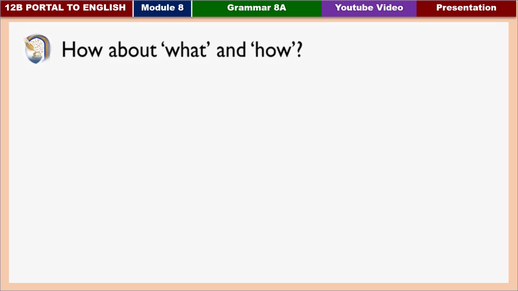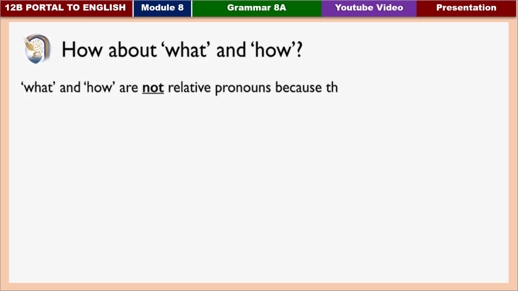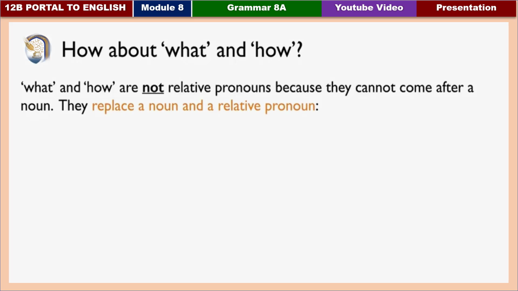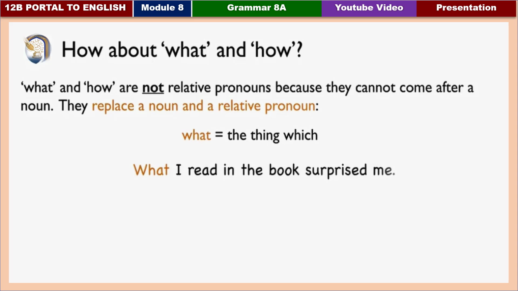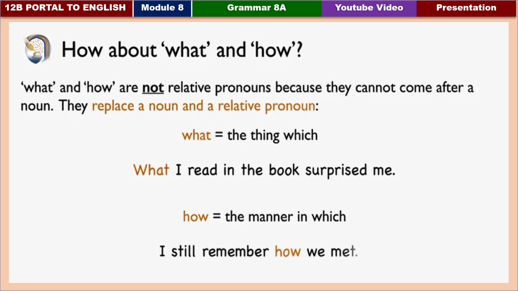So how about what and how? What and how are not relative pronouns because they cannot come after a noun. They replace a noun and a relative pronoun. What means the thing which. What I read in the book surprised me. How means the manner in which. I still remember how we met.